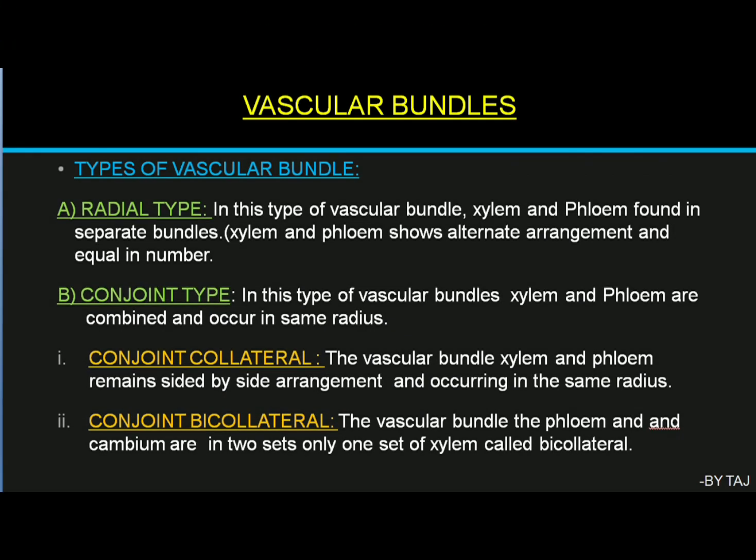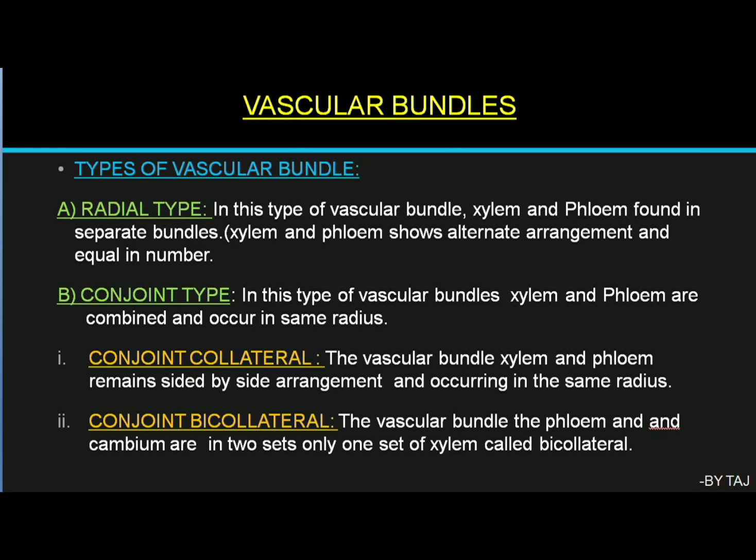So coming to the next concept, types of vascular bundles. There are mainly three types of vascular bundles you are going to identify here. The first one is the radial type. Vascular bundles, as you have already learnt, are about the xylem and phloem arrangement. Radial type means that in this type of vascular bundle, xylem and phloem are found in separate bundles like patches. The xylem and phloem show alternate arrangement and are equal in number. This type we call a radial vascular bundle.